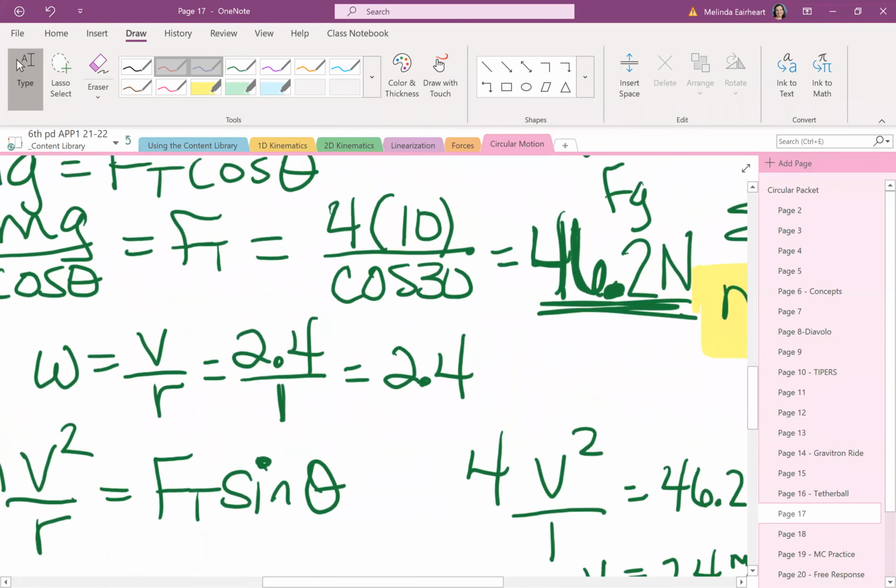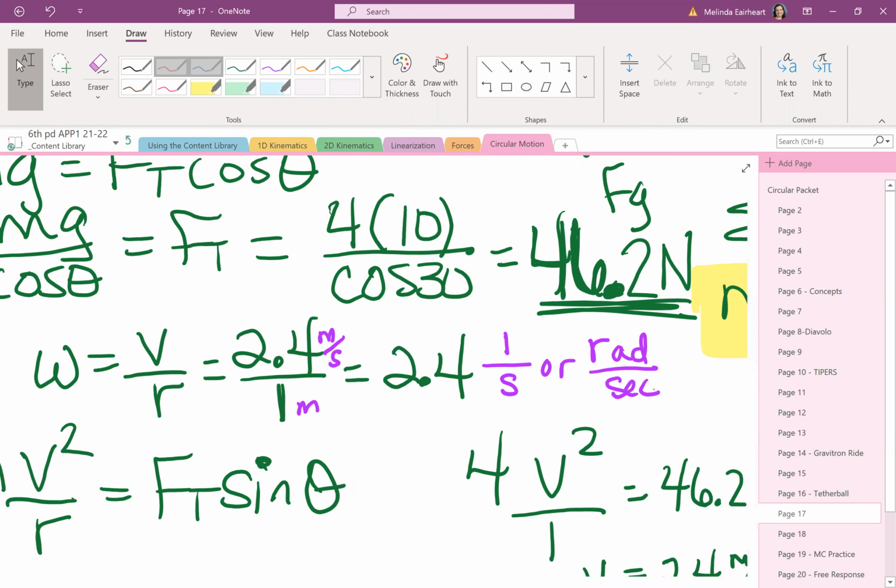But let's take a closer look at units. 2.4 meters per second divided by 1 meter. What's the unit for angular speed? Something over seconds. And this is kind of weird. True story, y'all, true story. You can say 1 over second, but that's weird. We're not used to that. Or you can say placeholder radians per second. Okay? In terms of saying something, radians per second. It's not really a unit, but it's a placeholder.